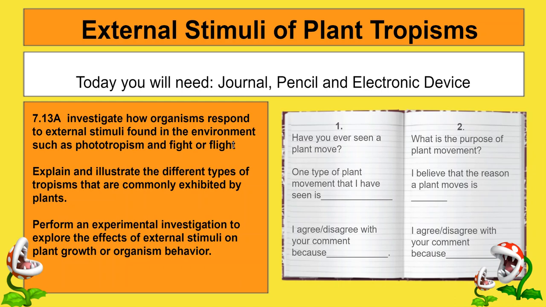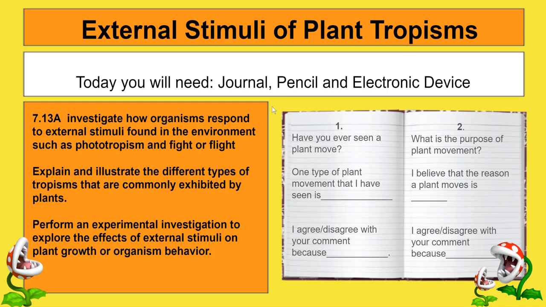These same responses also occur in plants, and this is what we're going to be looking at today. Tropisms have to do with plants, and we're going to explain the different types of tropisms that plants can have. And finally, we're going to watch an experiment, and we're going to design our own experiment to explore how external stimuli can affect plant growth.